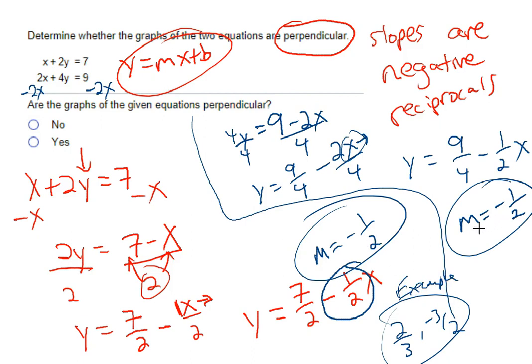These are not negative reciprocals. In fact, they're the same. They're equal, which means the lines are in fact parallel, right? So parallel lines are lines that have the same slope. So these two lines actually would be parallel, not perpendicular. So the answer here is no.